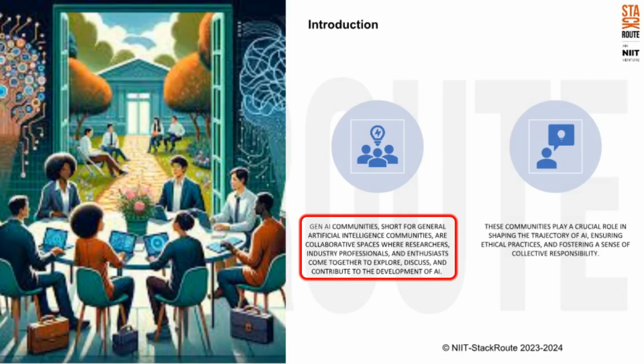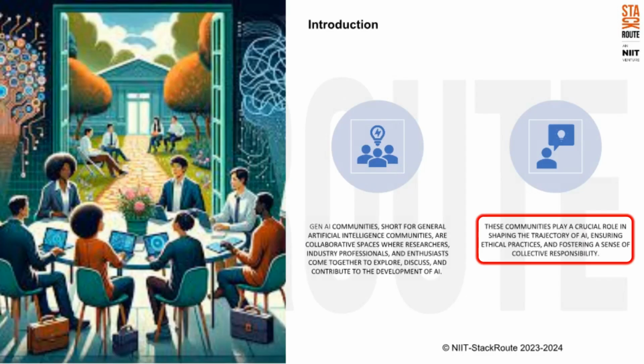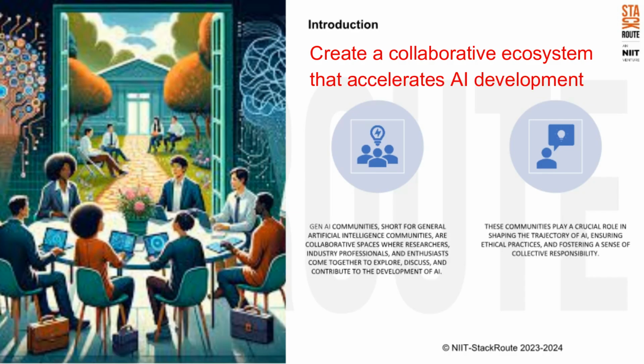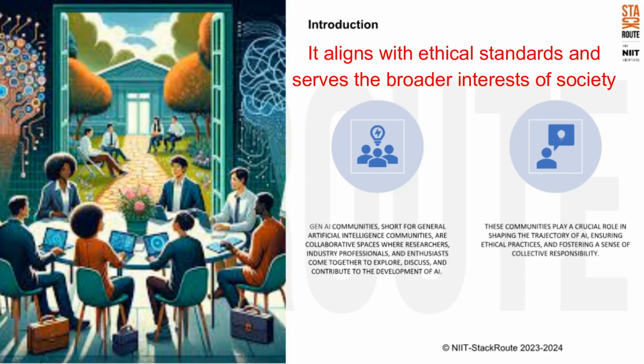GenAI communities, short for General Artificial Intelligence Communities, are collaborative spaces where researchers, industry professionals, and enthusiasts come together to explore, discuss, and contribute to the development of AI. These communities play a crucial role in shaping the trajectory of AI, ensuring ethical practices, and fostering a sense of collective responsibility. The primary purpose of GenAI communities is to create a collaborative ecosystem that accelerates AI development, ensuring it aligns with ethical standards and serves the broader interests of society.